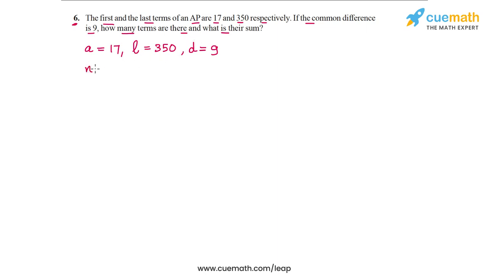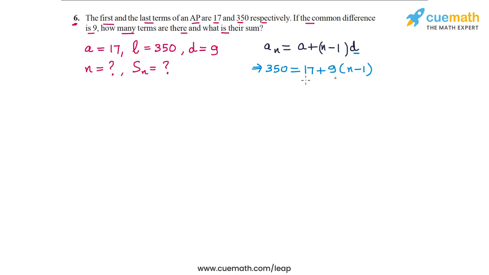So we have to find n, the number of terms, and we have to find Sn, the sum of those terms. So first let's find the number of terms by making use of the relationship an, the nth term, is equal to a plus n minus 1 times d. In this case, an is the last term L, so that's 350. This is equal to a, which is 17, plus n minus 1 into d. So d is 9, so 9 into n minus 1.